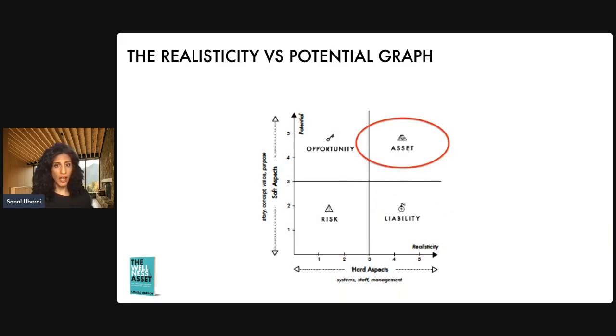And finally, concepts in asset, the top right quadrant, rank high in both realisticity and potential. They have the potential to succeed and are realistic to implement. They have a coherent vision that aligns with their ideal guests' needs, and the right systems, talent, and management structure to consistently deliver remarkable experiences.